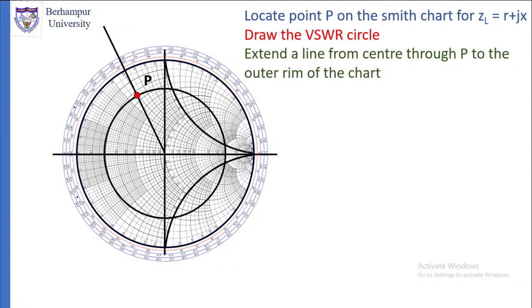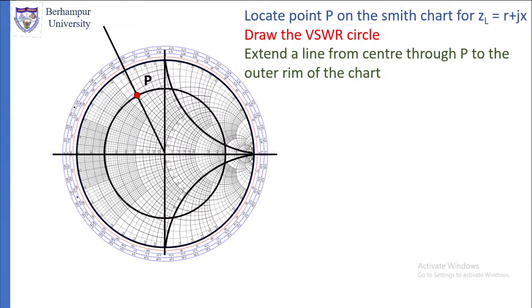Then we will identify the constant reactance arc. Since here it is plus jX, it will be in the upper part. There are two parts, upper part and lower part. It will be in the upper half. In the upper half, we locate the x part. Find out that x, then follow the arc corresponding to x, and find the point P where this arc meets the constant resistance circle. So that is the point. That is how we locate the point P.